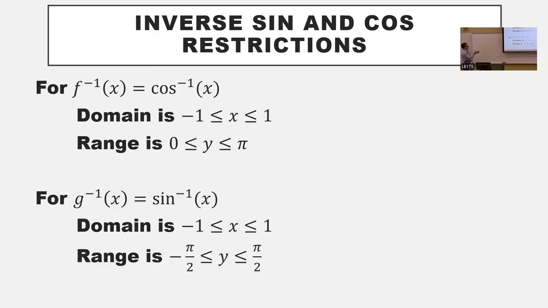But these are the restrictions. For inverse cosine, the range of our outputs is going to be from 0 to pi. For inverse sine, the range of our outputs is going to be from negative pi over 2 to positive pi over 2. That's the big thing. We're restricting our range for inverse sine and cosine. And that in turn restricts the inputs for cosine and sine that we can use.